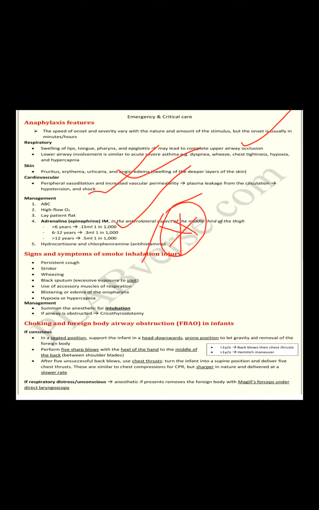Signs and symptoms of smoke inhalation injury are stridor, wheezing, black sputum, and use of accessory muscles. So what does it mean? The inhalation injury.